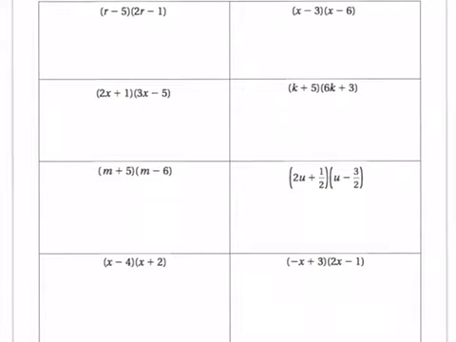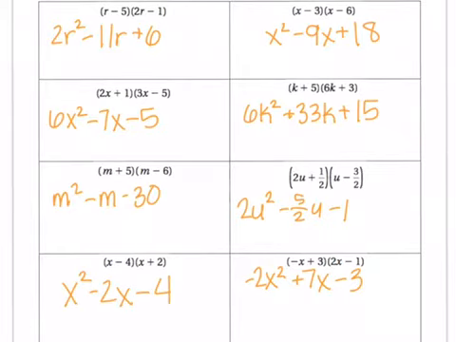These do involve a little more mental math, and I hope that you guys use that. There is one problem with fractions, but don't be worried. Go ahead and keep practicing, FOIL these different binomials out, and we will come back and check our answers. All right, these are the answers that I received. Make sure yours are the same and try to see where some of your mistakes might have fallen.